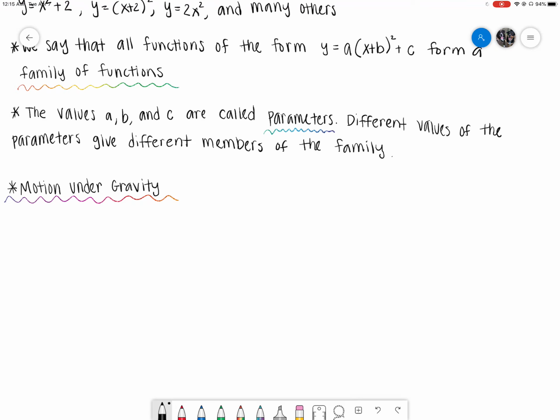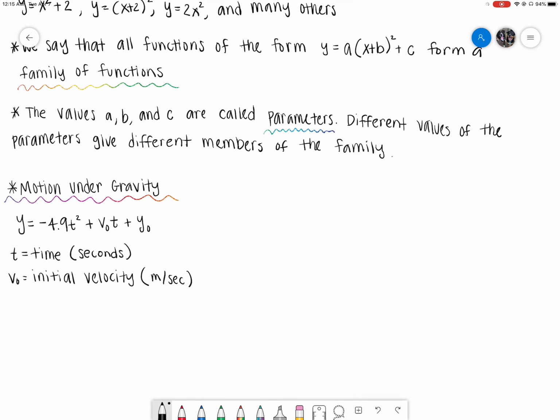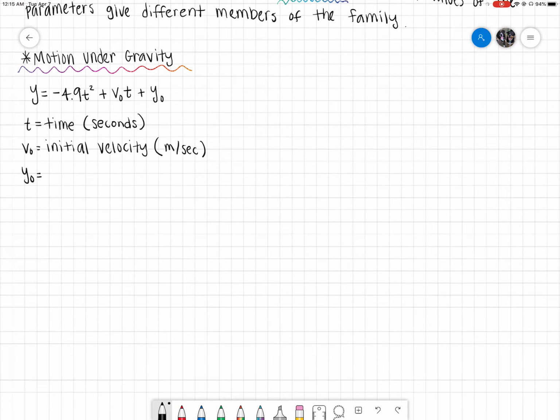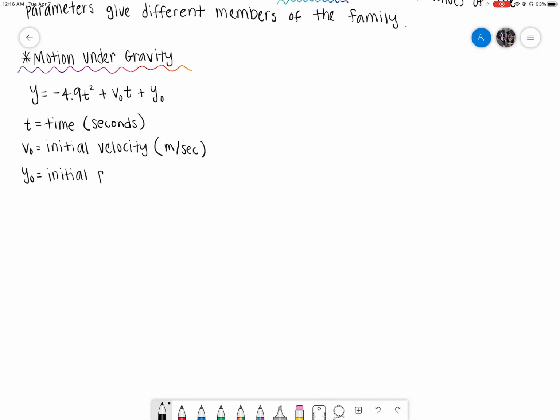In this case, the family of functions look like this: y equals negative 4.9 t squared plus v naught times t plus y naught, where t equals time in seconds, v naught equals initial velocity in meters per second, and y naught equals initial position in meters. And then what about y? Well, y is giving you the current position in meters at time t.